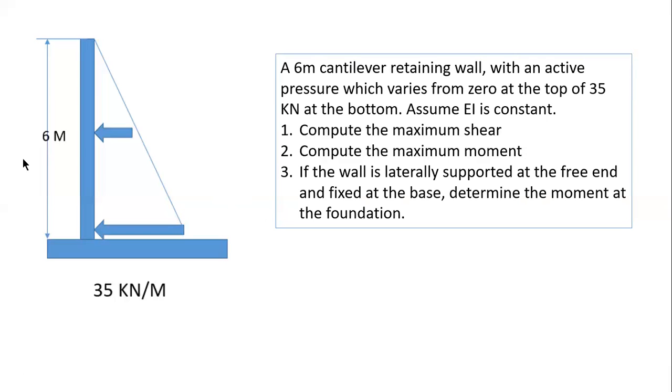So here, you have a 6-meter cantilever retaining wall with an active pressure which varies from 0, dito sa taas is 0, and then 35 kilonewton dito sa baba. We assume EI is constant. Ibig sabihin, yung section ng retaining wall, materials the same. Walang pagbabago. Compute the maximum shear first.